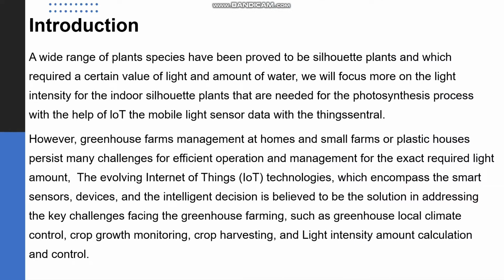Introduction. A wide range of plant species have been proved to be shade plants, which require a certain value of light and amount of water. We will focus more on the light intensity for the indoor shade plants that is needed for the photosynthesis process, with the help of IoT techniques and the mobile light sensor data with the Things Central website and software.